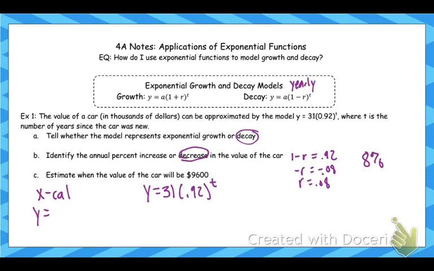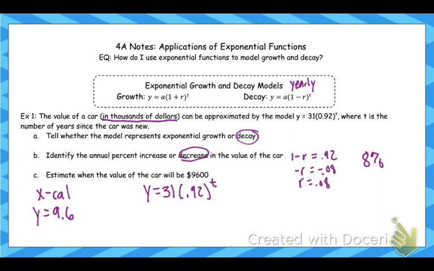A lot of people actually miss this one though, because when they do this, they're going to say that y equals 9,600. So while we want to know when the car is 9,600, we need to look at the equation that we're given. The equation that we're given has an initial value of 31. Well, that car didn't initially cost $31. That car initially cost $31,000 because it tells you the value of the car in thousands of dollars. So $9,600 in thousands of dollars is 9.6. So the y value that we're going to use is 9.6.